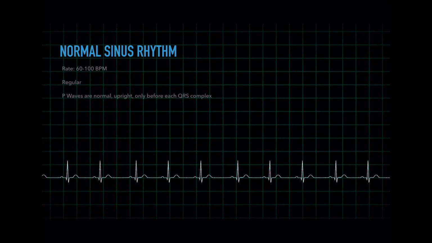P-wave evaluation is the next step. We should see a P-wave before each QRS, and it should be upright. We also want to measure the PR interval, as we have discussed earlier. The QRS should be normal with its down, up, down motion, and no more than 0.12 seconds in duration.